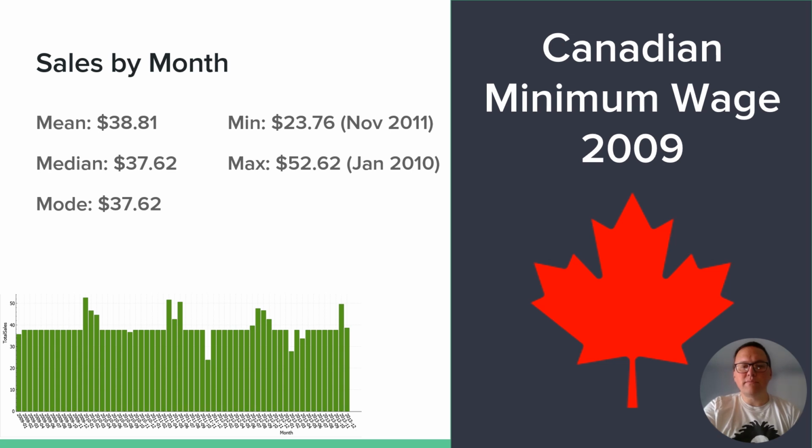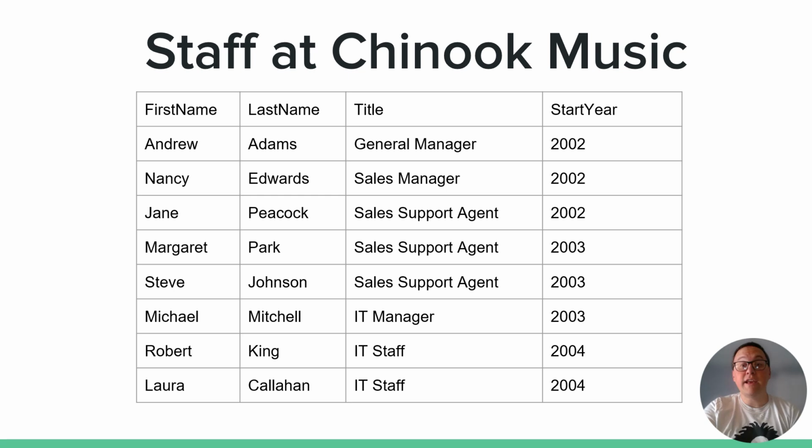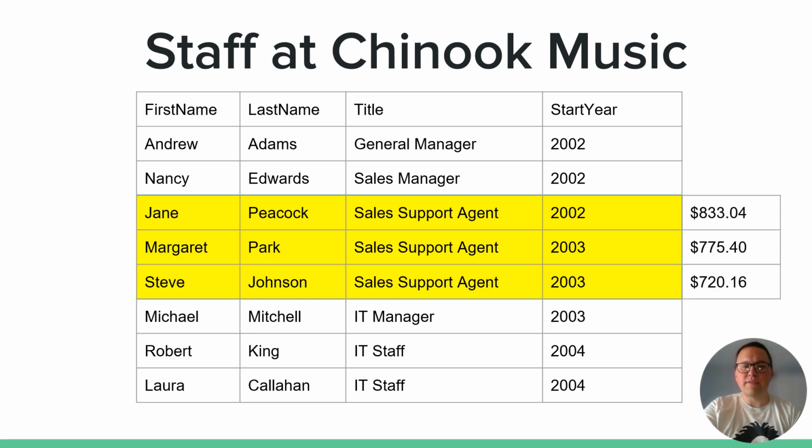This company probably wasn't profitable, with the Canadian minimum wage in 2009 being $9.50, and by 2013 it was only $10.25. So note they're making just shy of $40 a month each month, and they have 8 employees. What do these 8 employees do? Well, you can take a look at their titles. You might notice only 4 of them are in sales. And these 3 folks, Jane, Margaret, and Steve, made 100% of the sales.